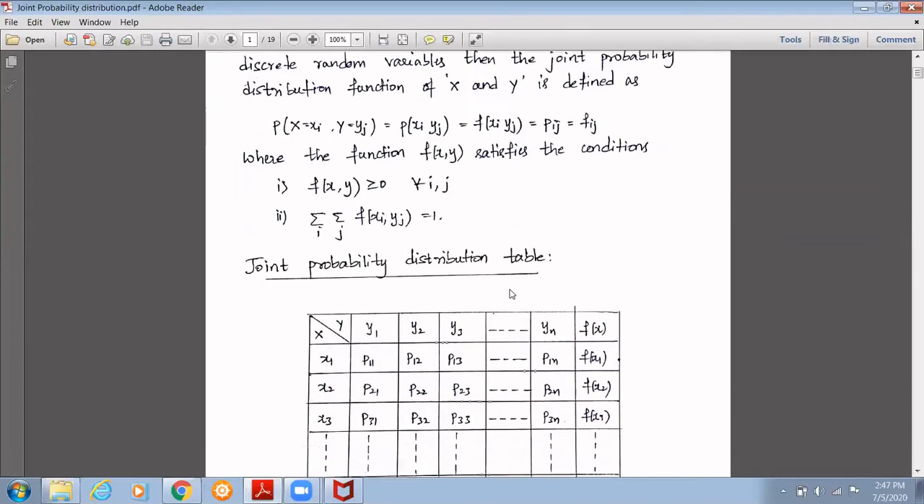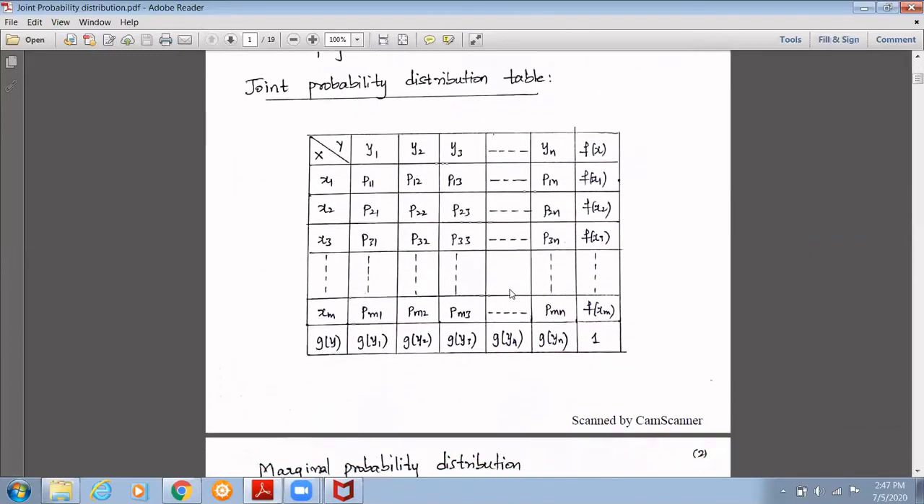Next, coming to the joint probability distribution table, for the given experiment, we have the two random variables x and y. I take the values of x along the first column and the values of y along the first row. So x1, x2, x3, and so on up to xm represent the outcomes of the experiment. Y1, y2, y3, and so on up to yn also represent the outcomes of the experiment.